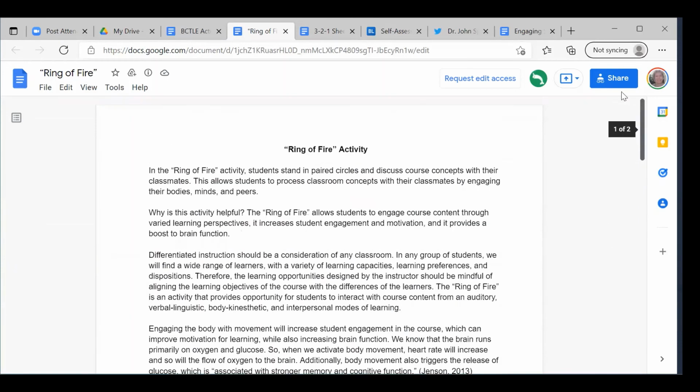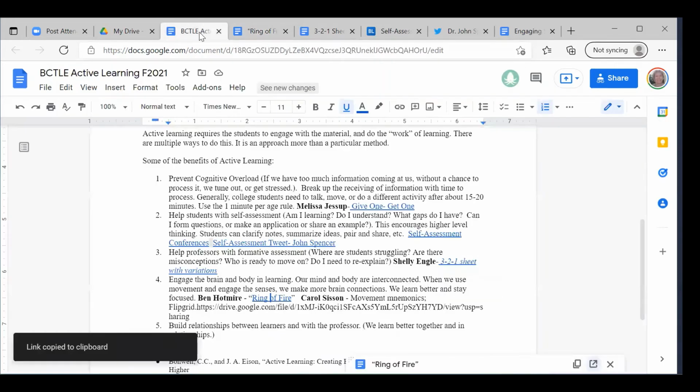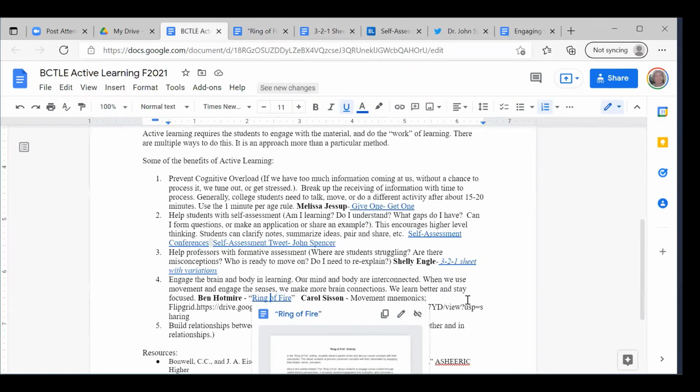Anyone have any questions or thoughts with this? I just want to add to this. I actually do this, but I call it inside outside circle. So that's funny. There you go. Ring of Fire is a much more catchy name. And another way I've done it is line up where they're in 2 parallel lines.